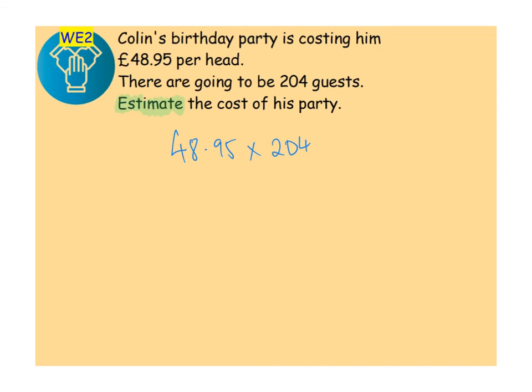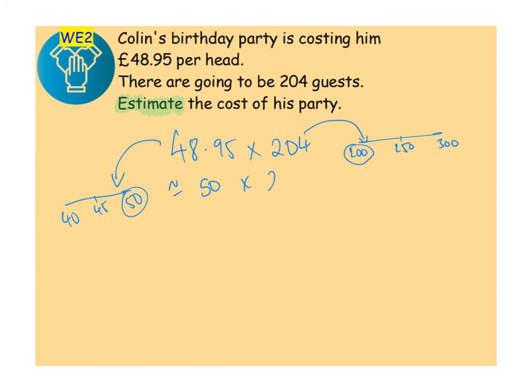But we only want an estimate, so instead of using 48.95, I'm going to say, well, that's about there on the number line, so I'm going to use 50. And instead of using 204, rounding it to one significant figure, this is nearer to 200, so I'm going to use 200. And then 50 multiplied by 200, well, 5 multiplied by 200 is 1,000, but it was 50, so 10 times bigger, and this was a money amount, so I need to include my pound sign, so £10,000.